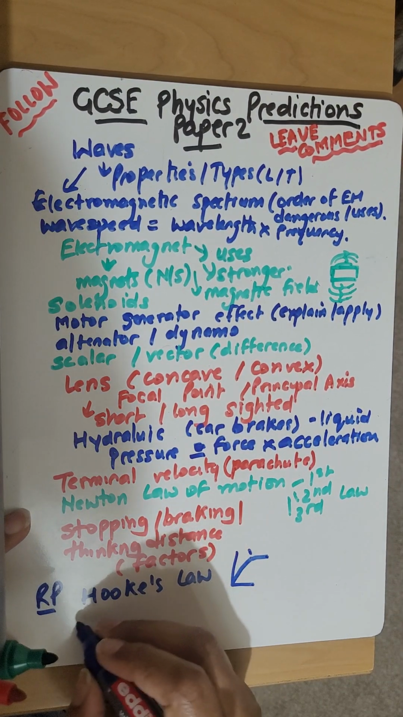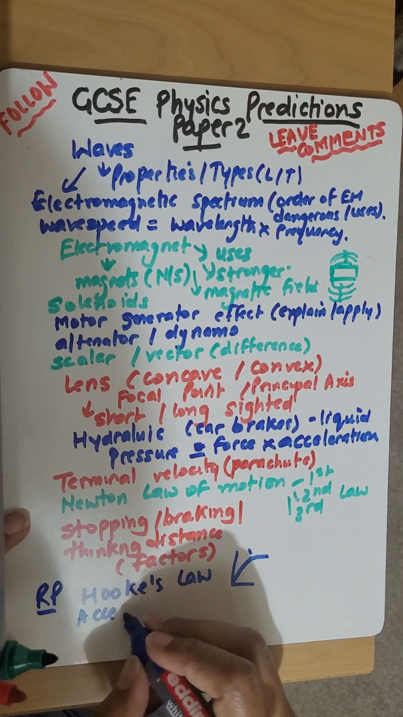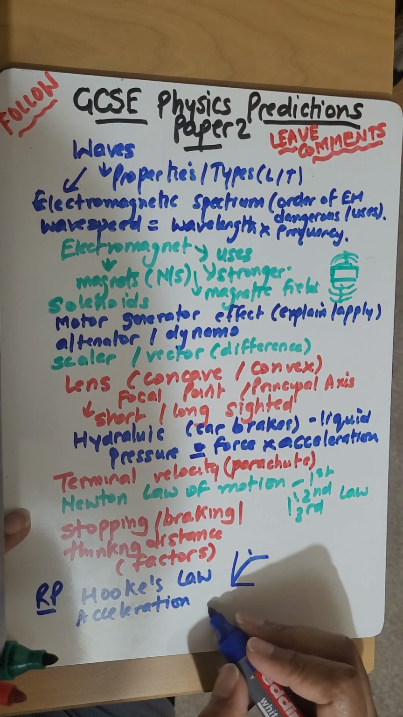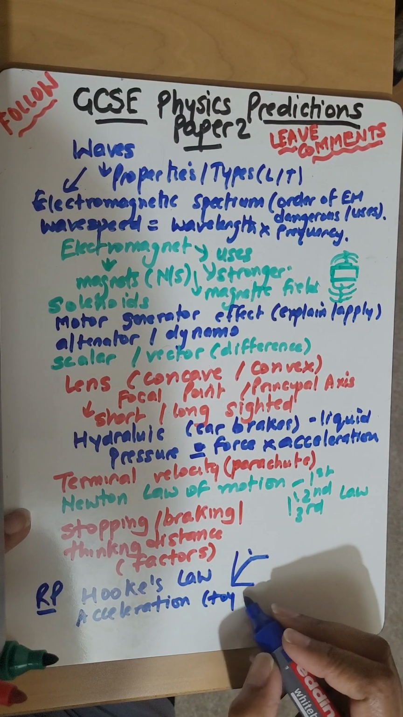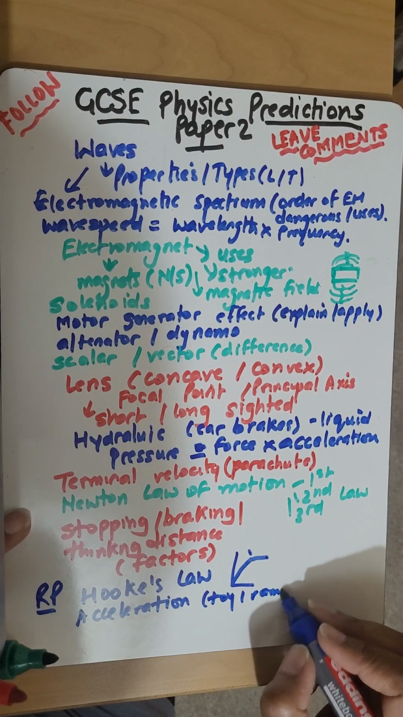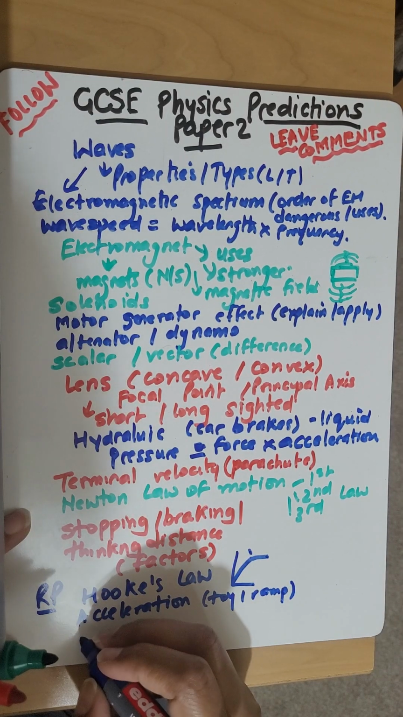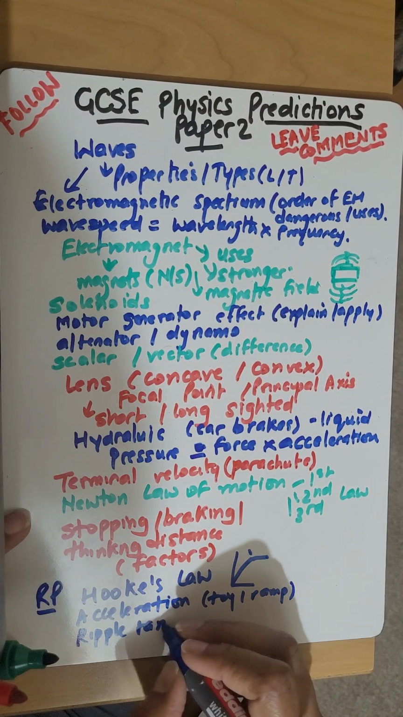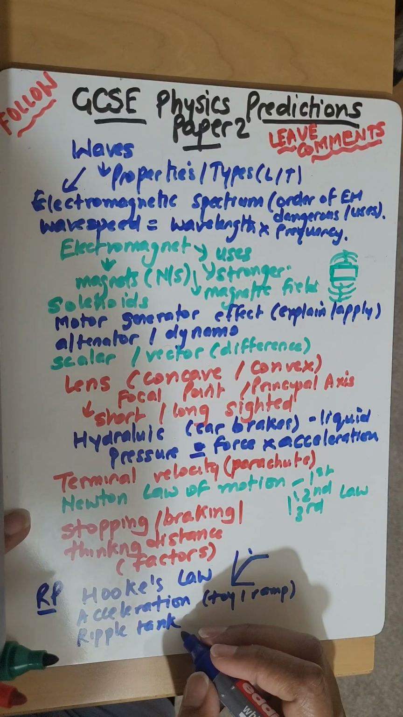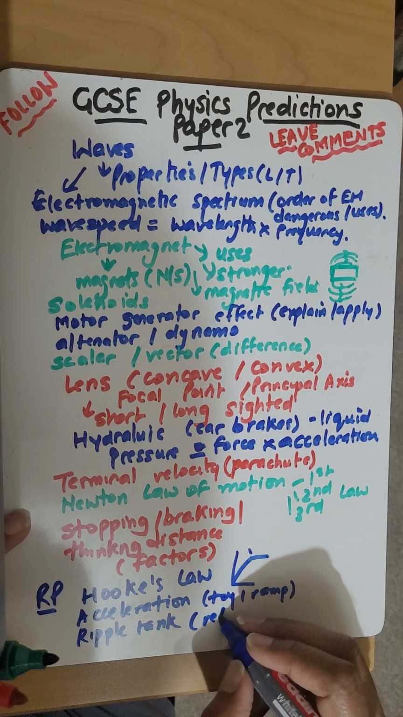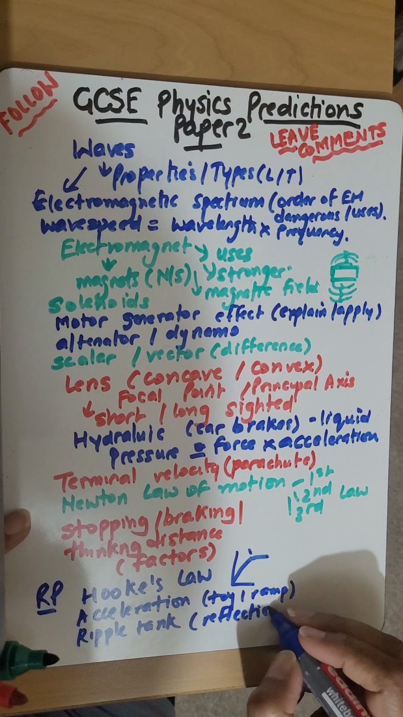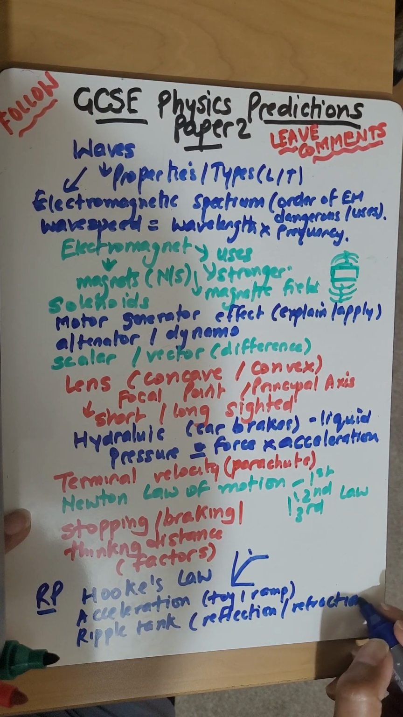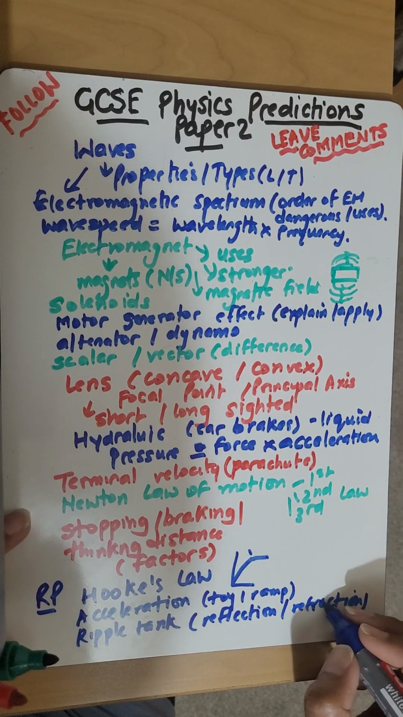You've got the acceleration experiment, where you have a toy car and the ramp, and then you measure the distance it travels. You got the ripple tank, which also links to your reflection and refraction experiment. Be able to explain these.